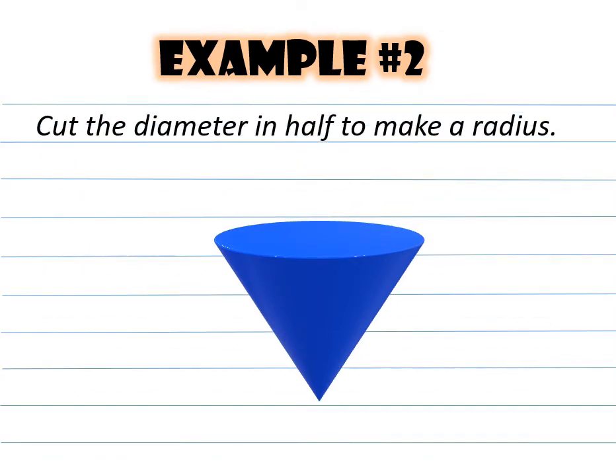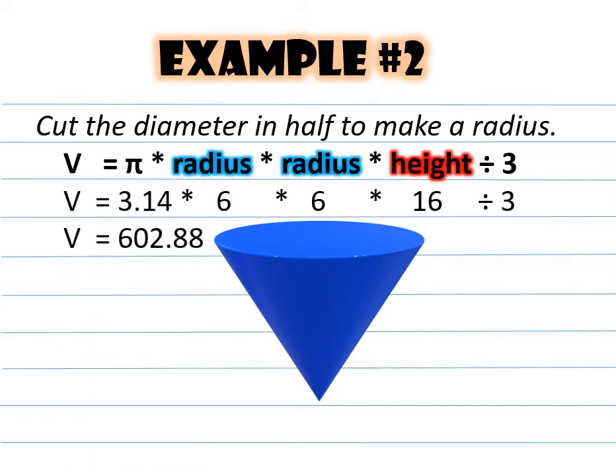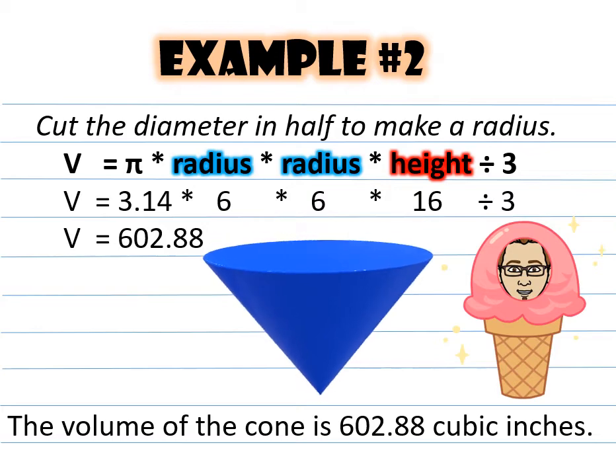The first thing I want you to do is to cut the diameter in half because we need to make that into a radius. The diameter is 12, so let's cut that in half and give it a radius of 6. We're going to multiply 3.14 times 6 times 6, the radius times the radius, to find the area of the circle. Times 16, which is our height, will turn it into a cylinder, and dividing it by 3 will turn it into a cone. The volume is 602.88 cubic inches. That's cool.